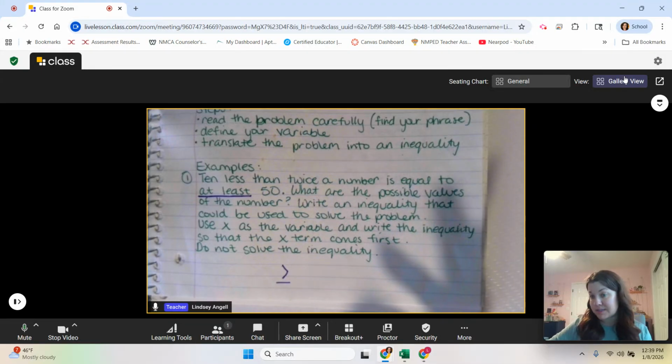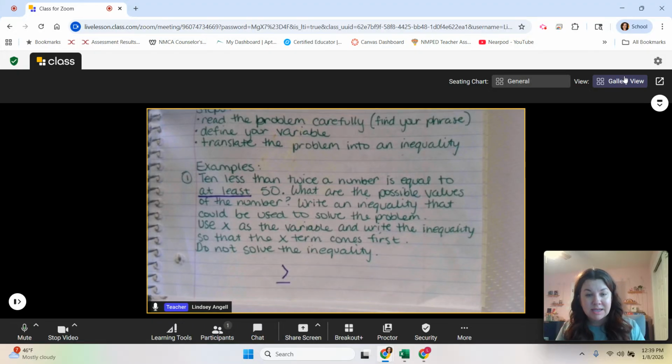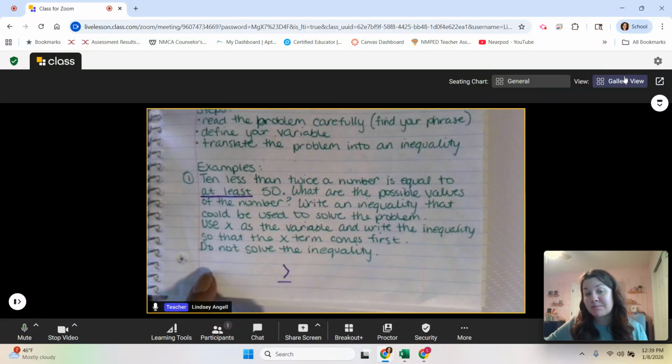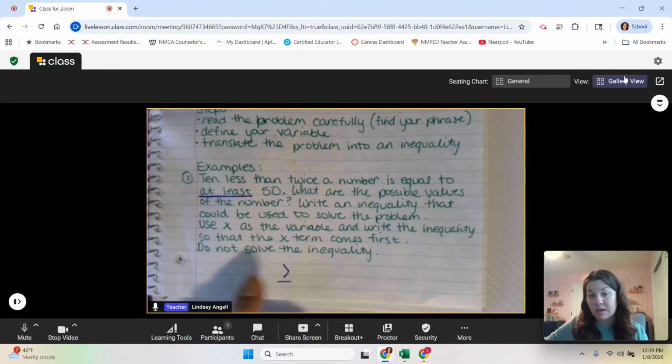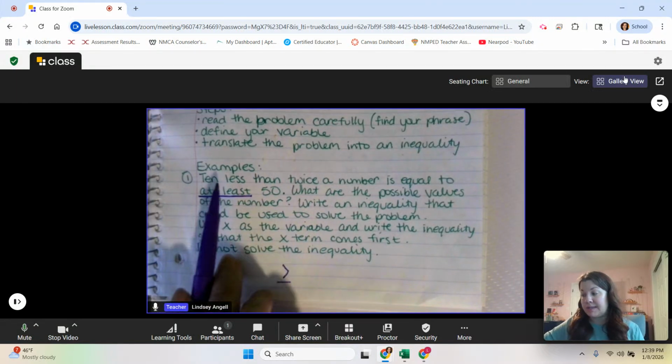Use x as the variable, so they told us the variable, okay, and write the inequality so the x term comes first. All that means is that it goes to the left side of the symbol. It's going to be over here. It doesn't mean it literally has to be the first thing. It's just on this side rather than on the right-hand side, okay? So, now let's build it.